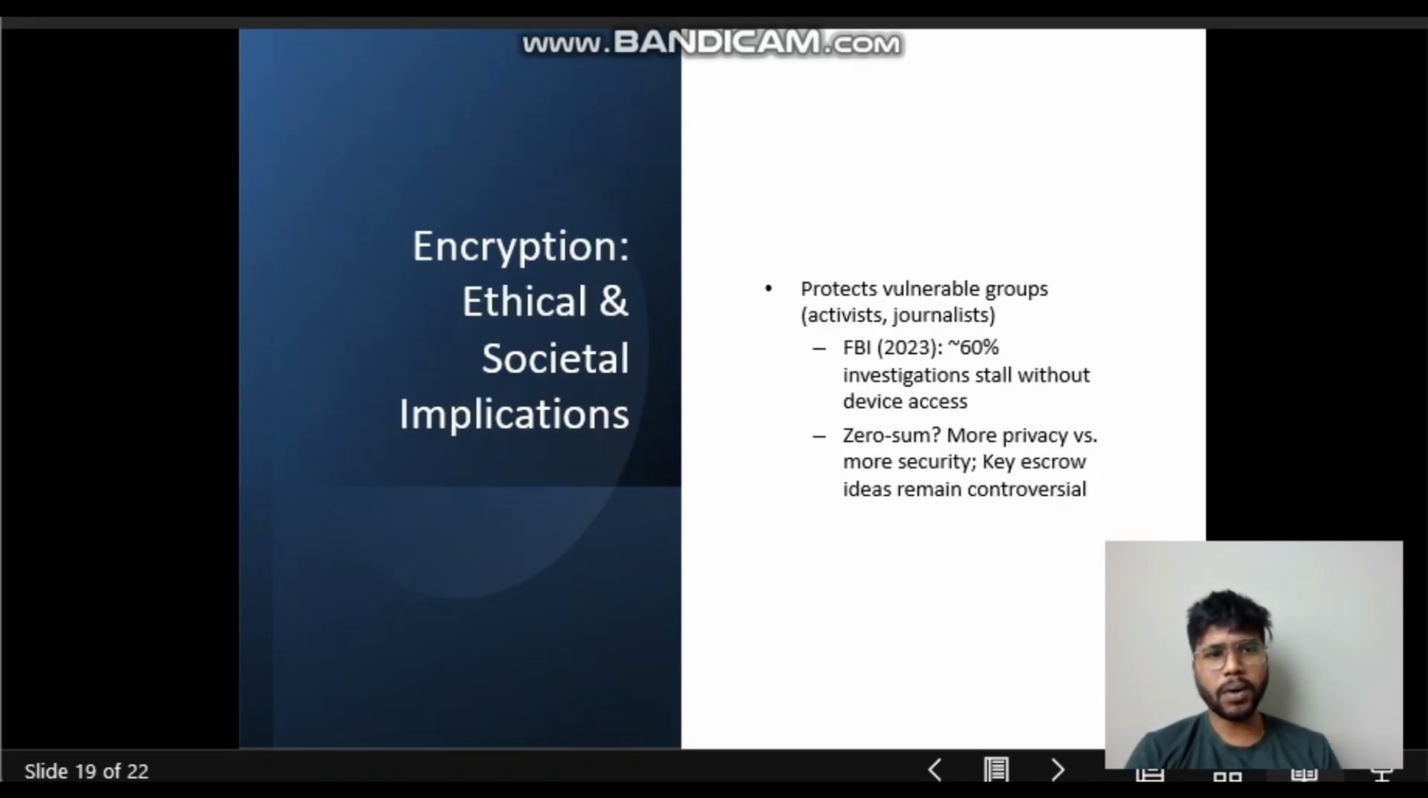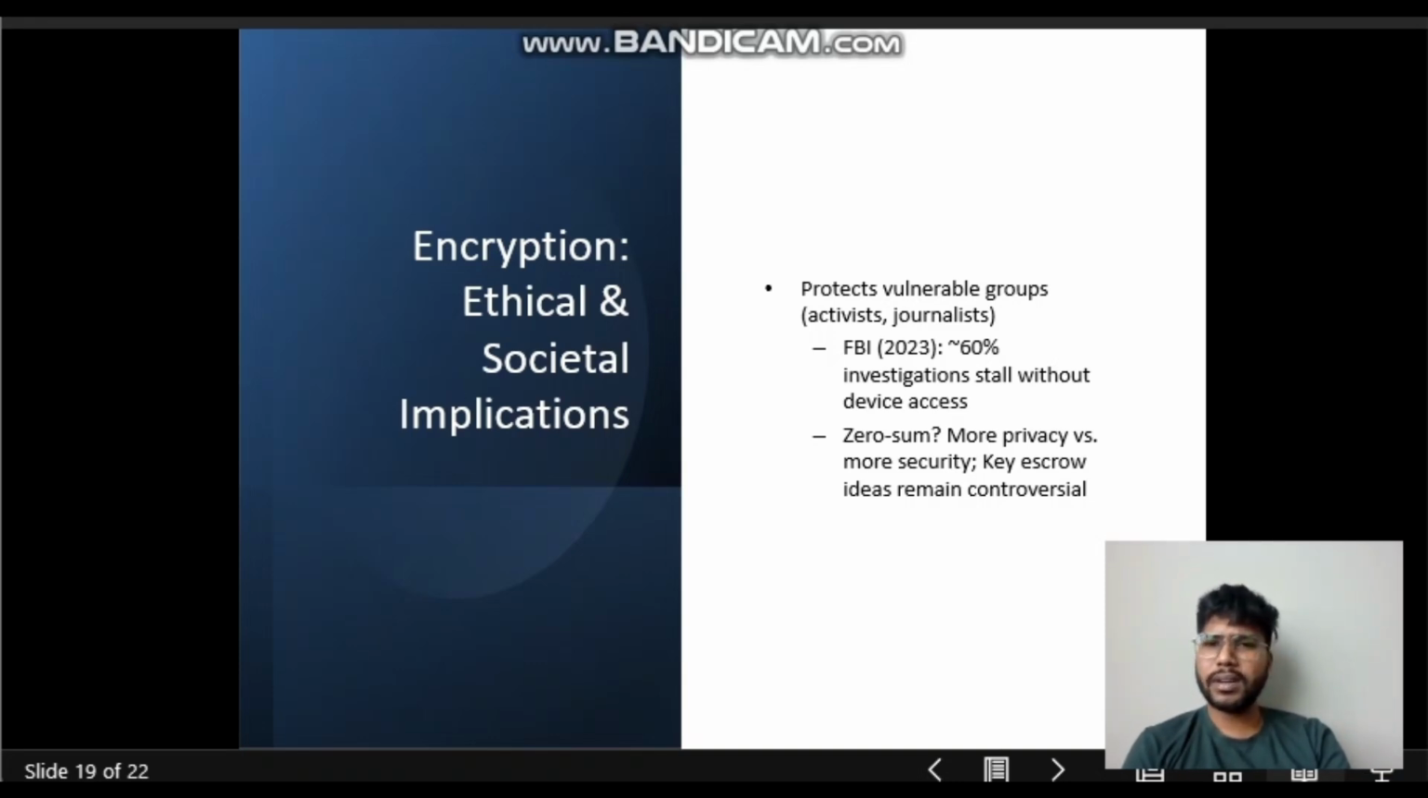Moving to the next: encryption, ethical and societal implications. On the other hand, encryption protects vulnerable groups. Activists in Iran rely on Signal to organize protests with minimal fear of reprisal, and protesters in Hong Kong turned to Telegram for secure coordination and protection against government surveillance.